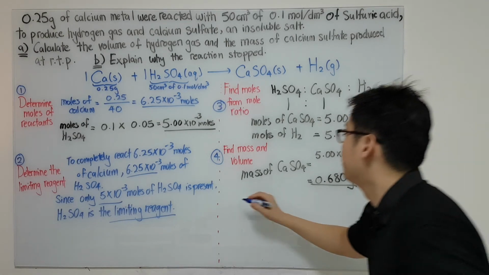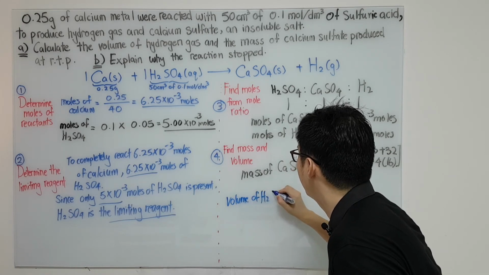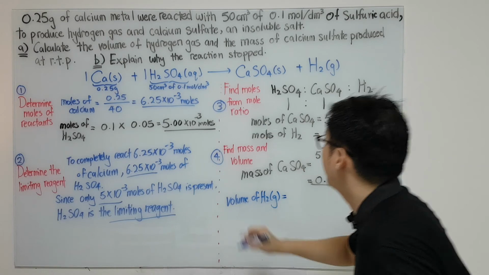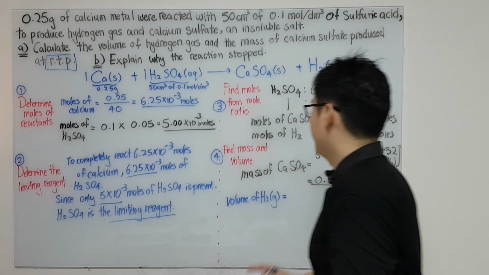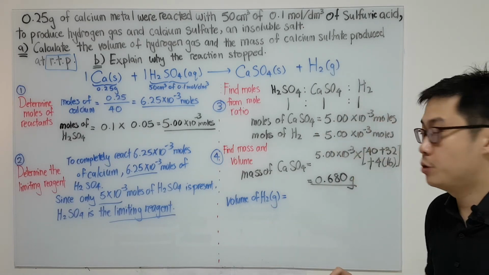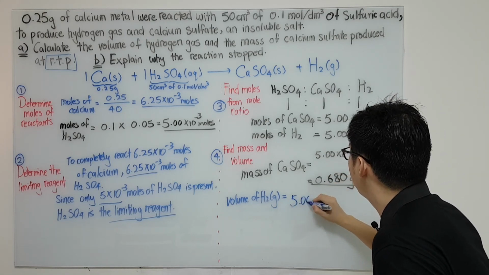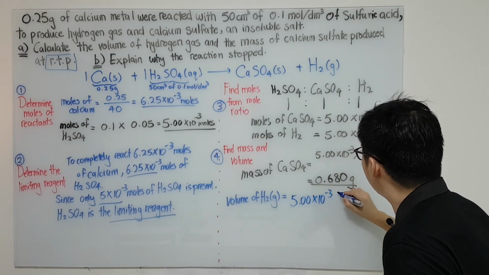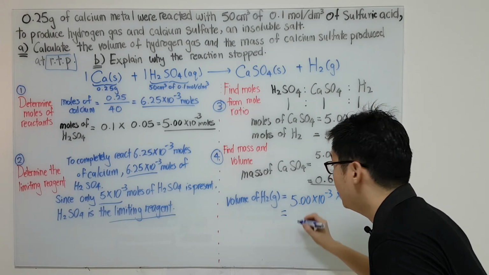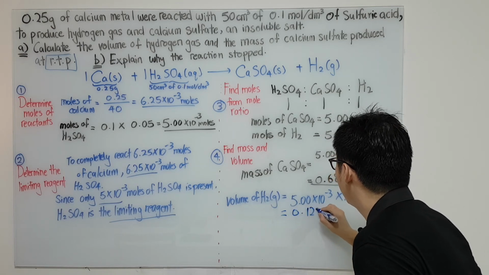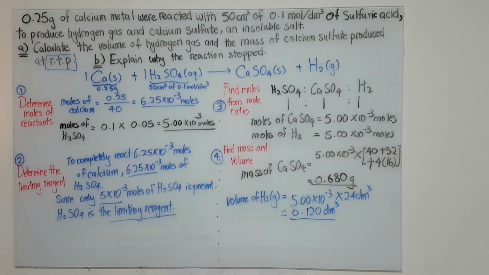And the volume of your H2 gas: because it's measured at room temperature and pressure, the molar volume is 24 dm³. So what I'll have here is 5.00 times 10 to the power of negative 3 times 24 dm³. Upon pressing the calculator, you should get 0.120 dm³ as the volume.